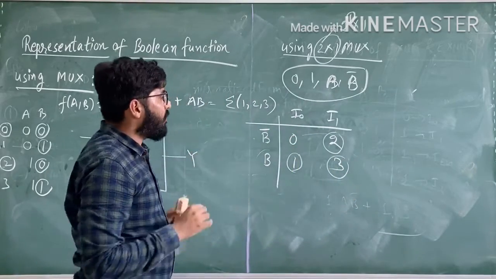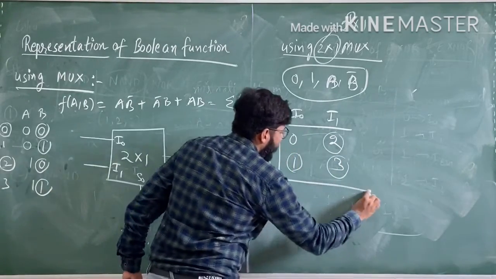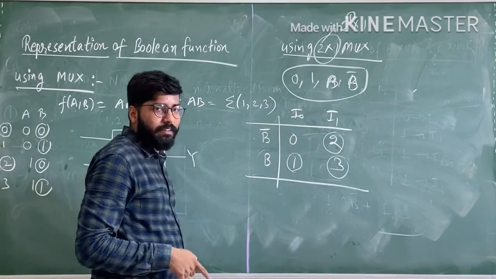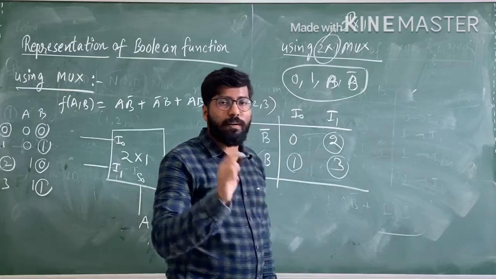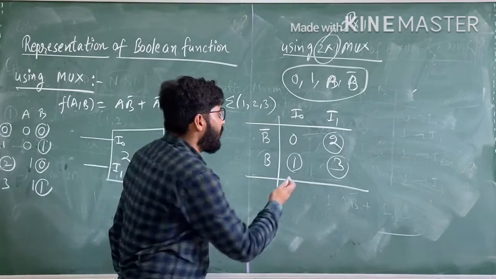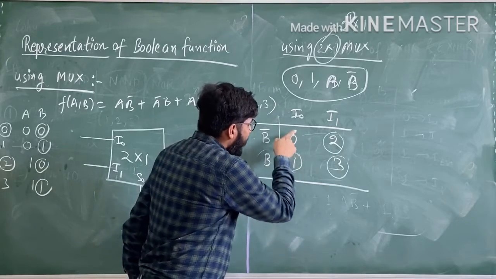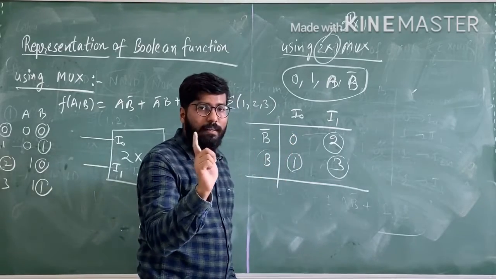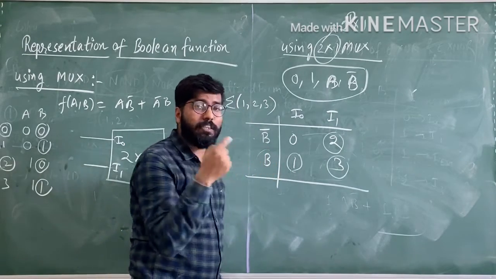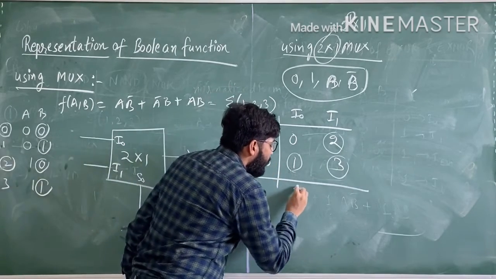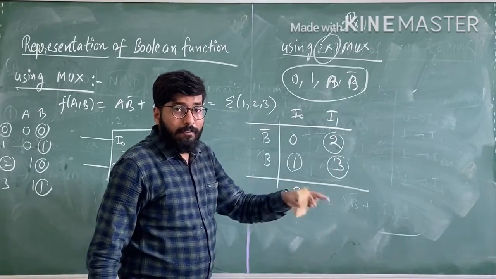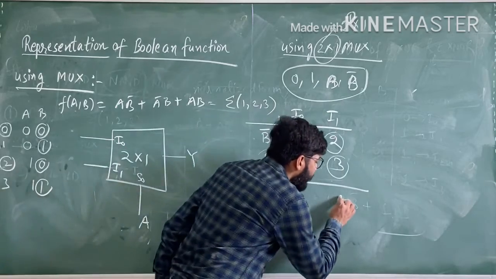Okay, so after encircling, you have to see if both are encircled. If both are encircled, you have to write only 1. If only one is encircled, you have to write the result by seeing the left. Suppose here only one is encircled. So see in the left, B is present, you have to write here B only. Okay, here both are encircled. When both are encircled, you have to write here 1.